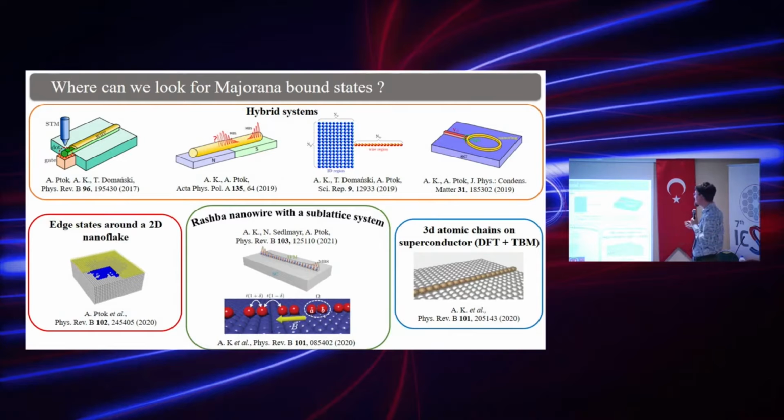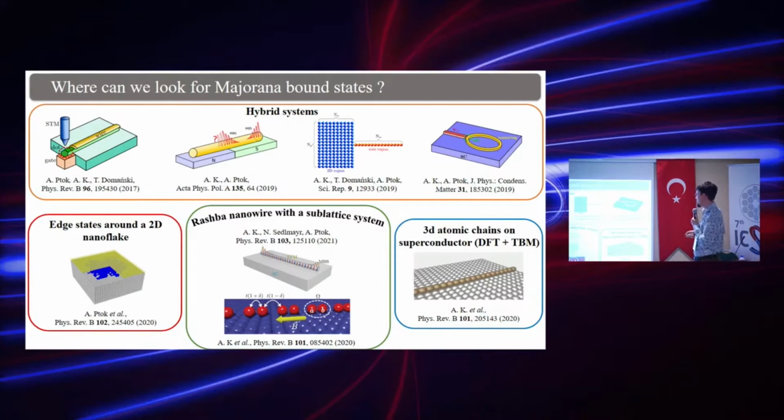So in our case, we studied hybrid systems. The dimensional hybrid systems consist of a Rashba nanowire connected to either a 0D quantum dot, a 1D elongation of the nanowire, a 2D plaquette that I will be discussing today, or a nanoring.